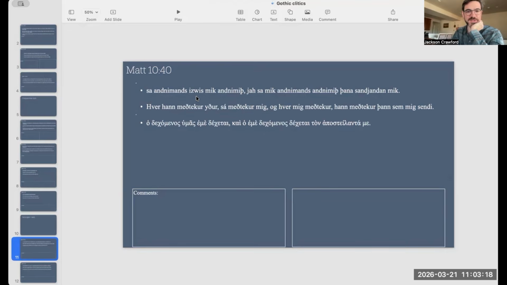Sa andnimans is wis mik andnimith. So that one receiving you receives me. So it's paired, right? Whoever receives you receives me would be a more natural way of putting that in any other Germanic language I can think of off the top of my head. It's certainly how it's put in that Icelandic translation below. But Wulfila is going to translate just where he can translate one Greek word by a Gothic word that is functionally equivalent. That's what he's going to do. He's not going to reword it unless it just would make a completely different message in Gothic.